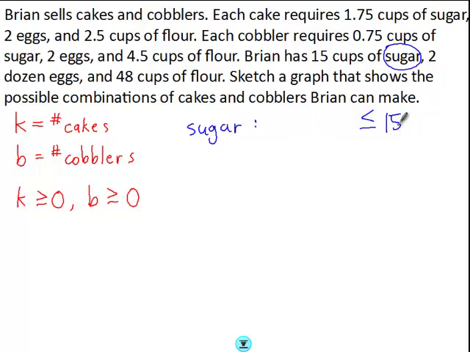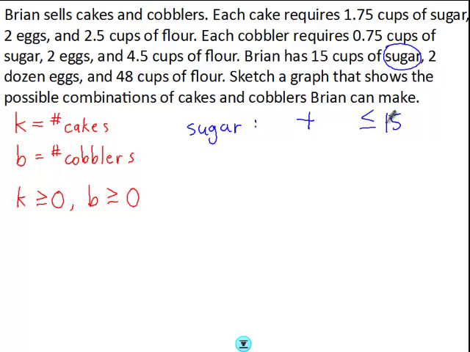Okay, now the amount of sugar that Brian uses is going to be how much he uses for cakes, I'm going to put that over here, plus how much he uses for cobblers. I'm going to add it together, and whatever I get is going to be less than or equal to 15. Okay, so how much sugar is he going to use for cake?